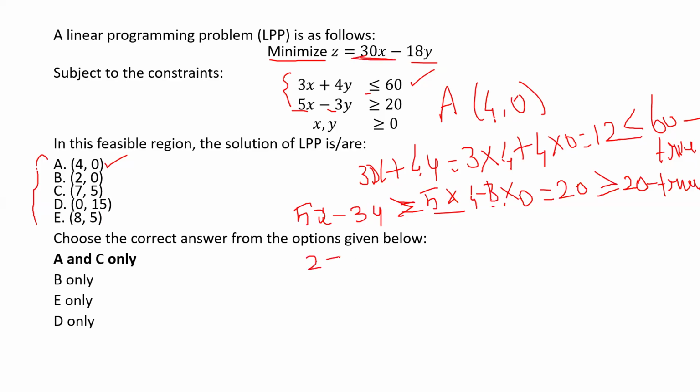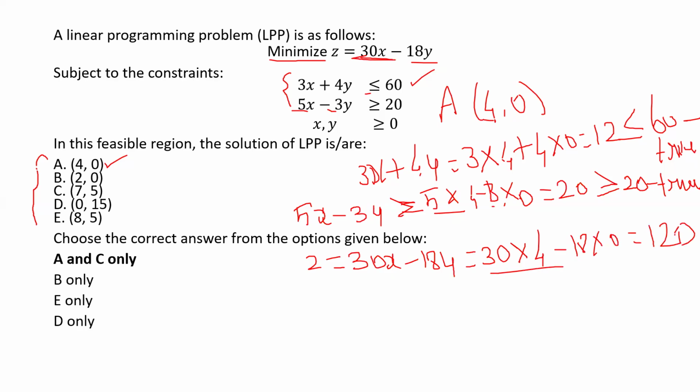So z value: 30x minus 18y. What is 30x? 30 into 4, minus 18 into 0. So what is the value? 30 into 4 is 120. So now my A value will be z equal to 120. We have to note it. This is the first A value found.